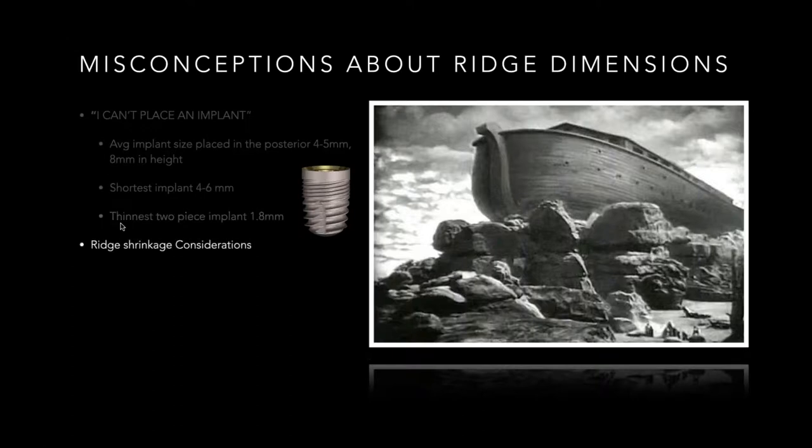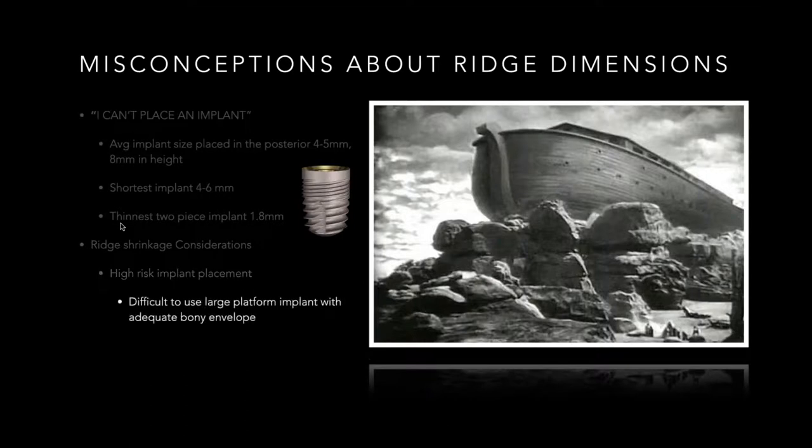So as we can see, implants can still be placed in compromised ridges, but what we don't want is ridge shrinkage, because that causes the implant placement to be high risk. Also, it's difficult to use a large platform implant with an adequate bony envelope. And that's really important when we're trying to get a good emergence profile, right?